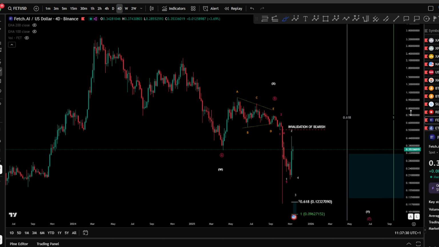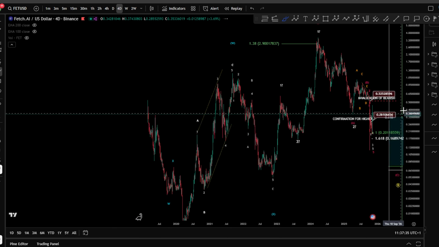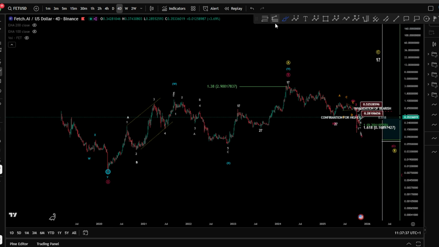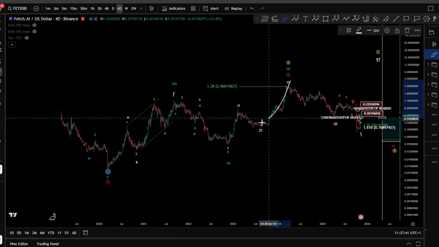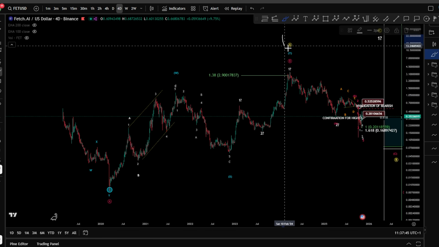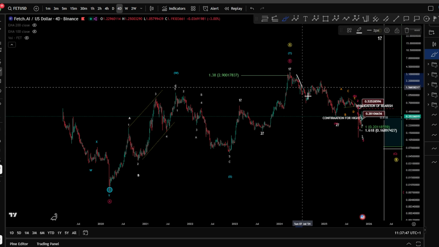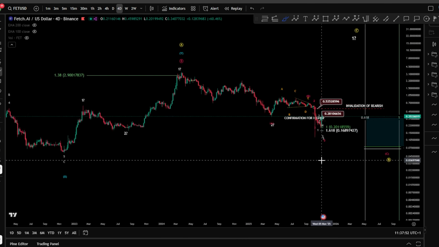For FET, if we take a look also at FET here on the daily, you know, we are in a WX and a Y here. Definitely wave Y, because very clear, of course, a zigzag structure finishing here as a wave Y, finishing wave A in 3 waves, and we move, of course, 3 waves down. Now followed by a triangle for another drop, and here we are.